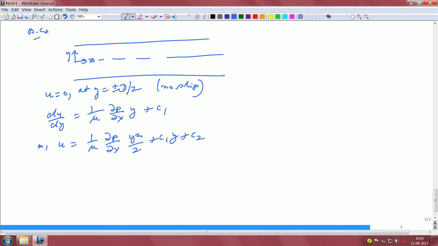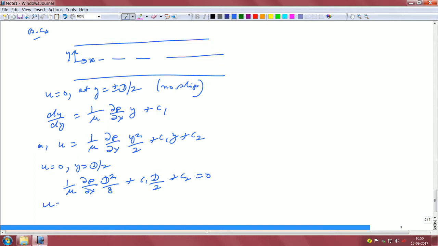Okay. So, u is equal to 0 at y equal to d by 2. Using that, you have 1 by mu dp by dx d square by 8 plus c1 into d by 2 plus c2 is equal to 0. Okay. So, that is the first one. In this particular case, as you can see, this is the full expression that you get.